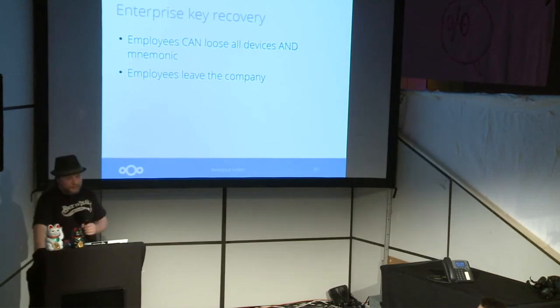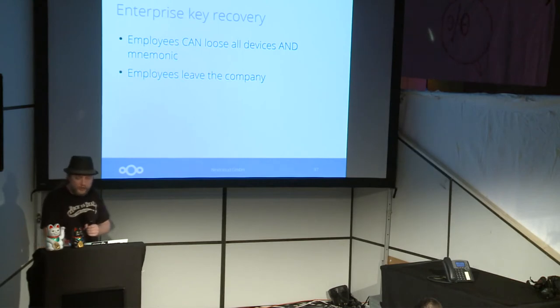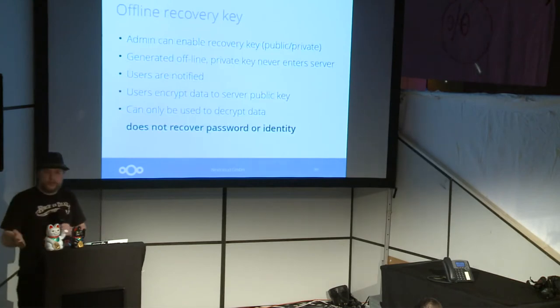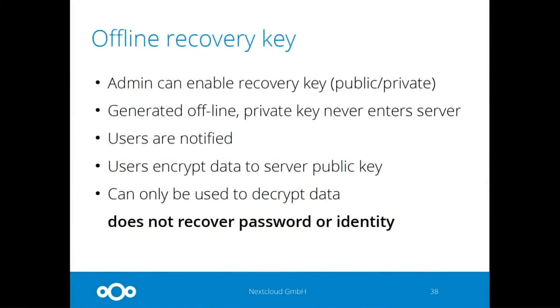Oh, but that's a consequence of this model, right? But if you lose data, at least you can recover it. So what we do here is basically we allow for an offline recovery key. It's essentially just another private public key pair that's generated offline. Then the public key is uploaded to the server and all the files are encrypted against that public key as well. And then as a company, you can decide how to protect the private key.